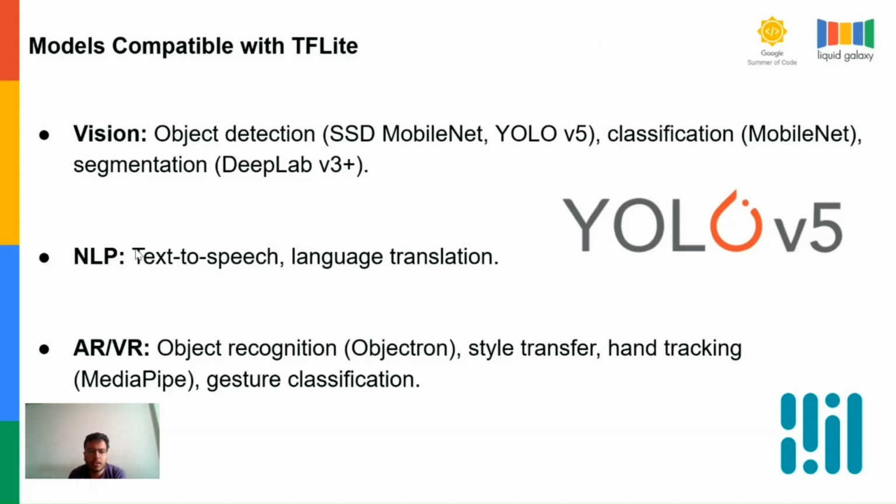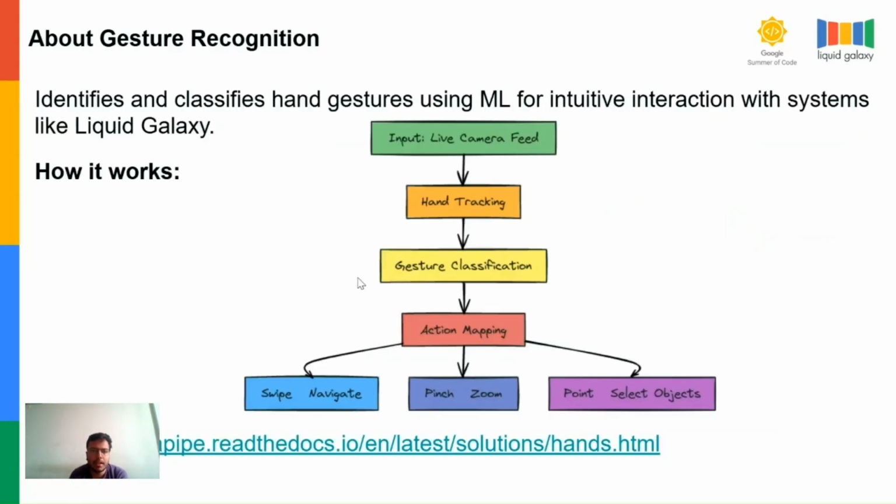Next thing is natural language processing, text-to-speech and language translation, and AR/VR things. AR/VR things are object detection using Objectron, style transfer, hand tracking using MediaPipe, and gesture classification. We're going to talk about the hand tracking using MediaPipe later. So we know about gesture recognition. It identifies and classifies hand gestures using ML for intuitive interaction with systems like Liquid Galaxy.